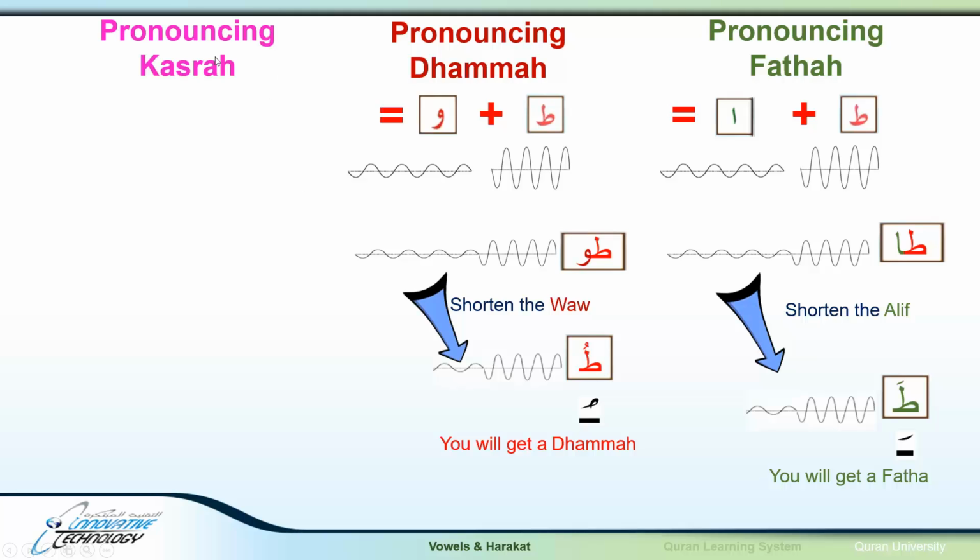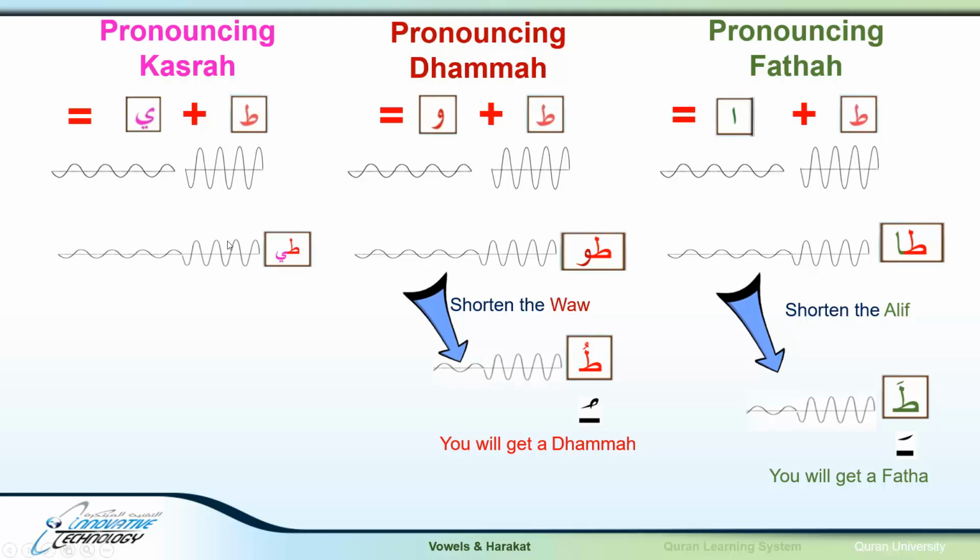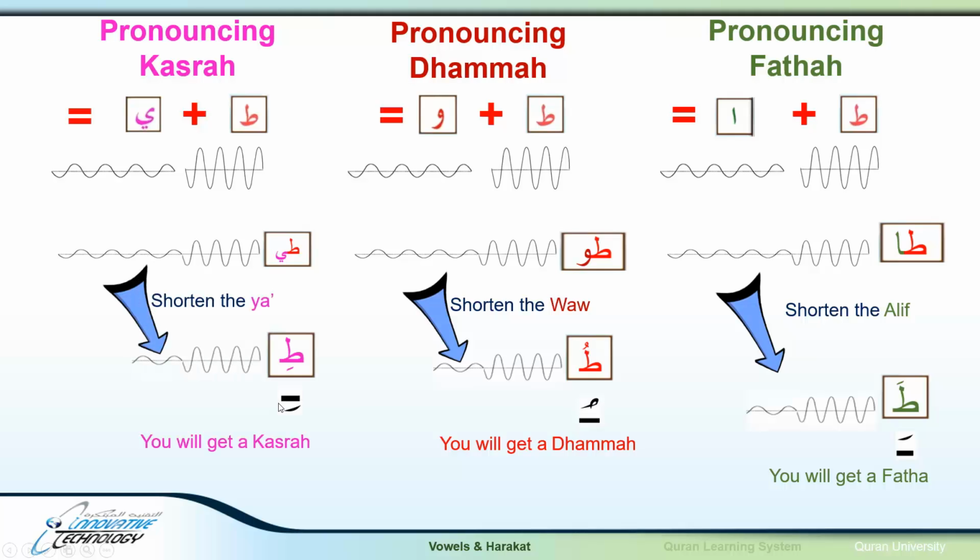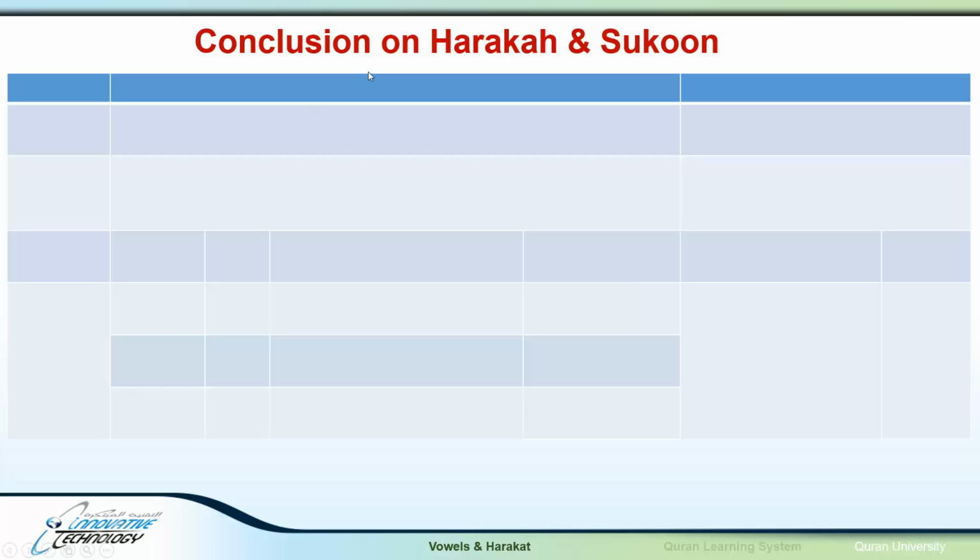Now let's pronounce the kasra. Kasra is similarly a ta plus ya. Ta, ti. Now, if we shorten the ya, it will sound like the kasra, ti. So the ti is ti with a shortened ya. Let's quickly revise. Ta, ta. Tu, tu. Ti, ti.